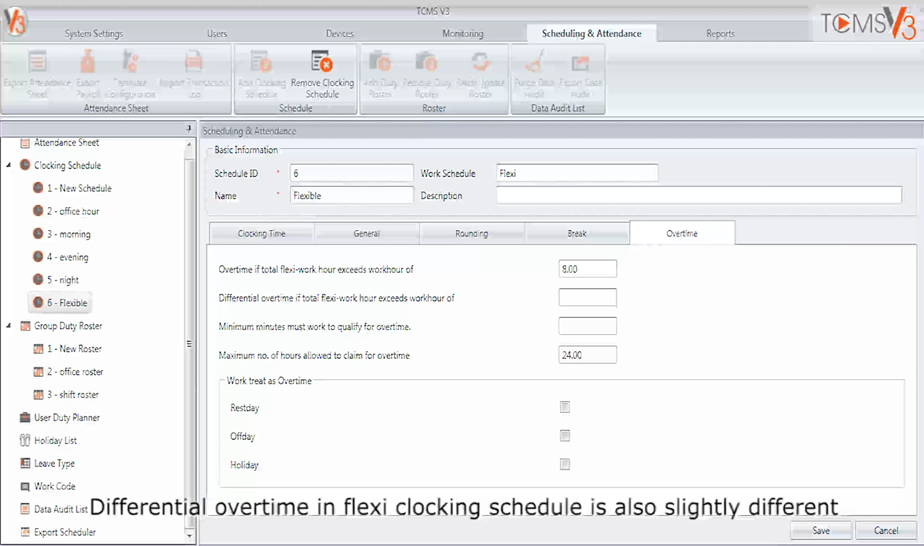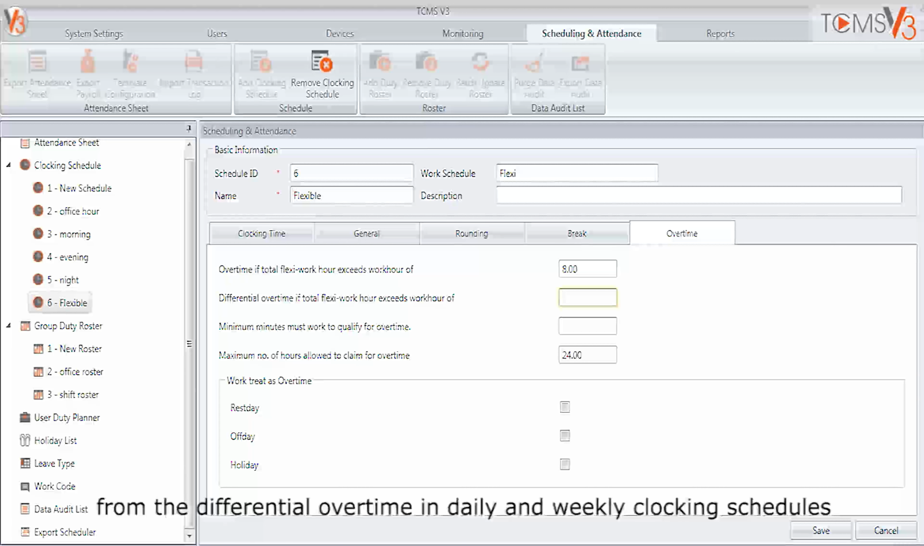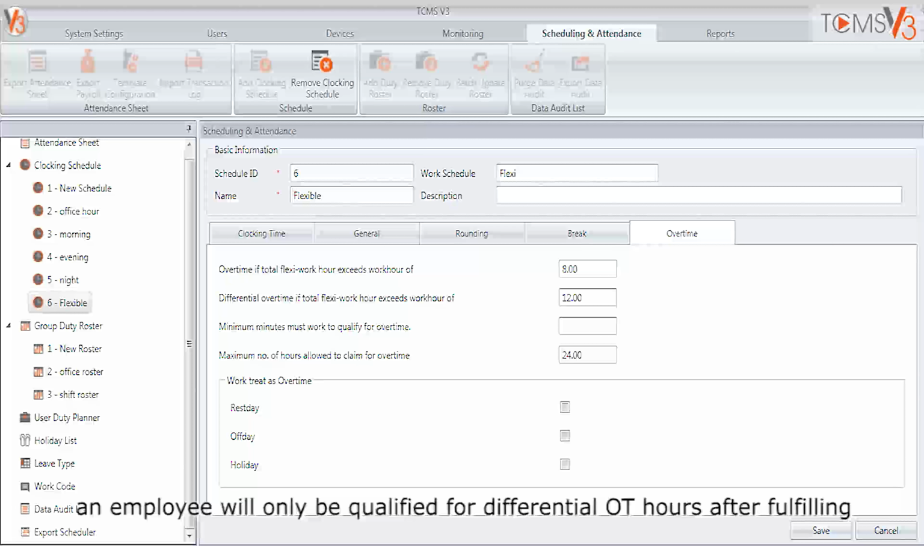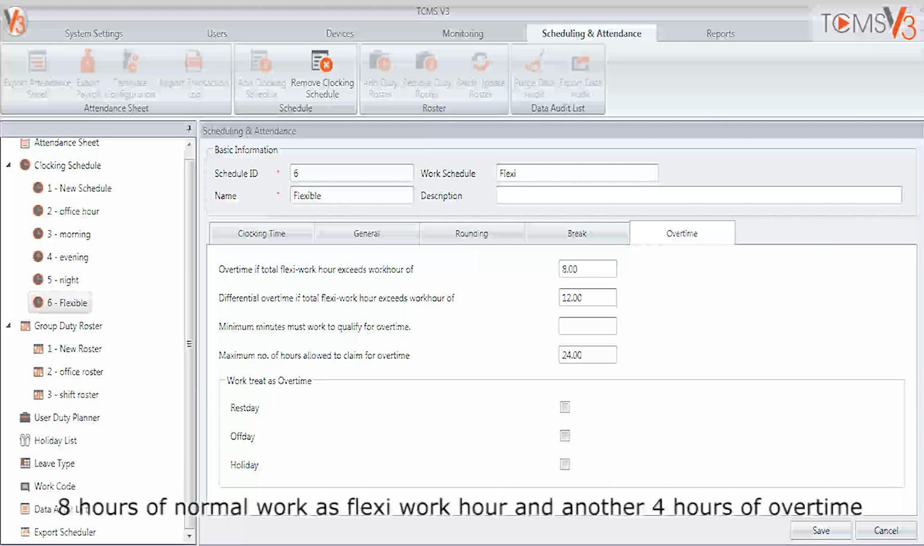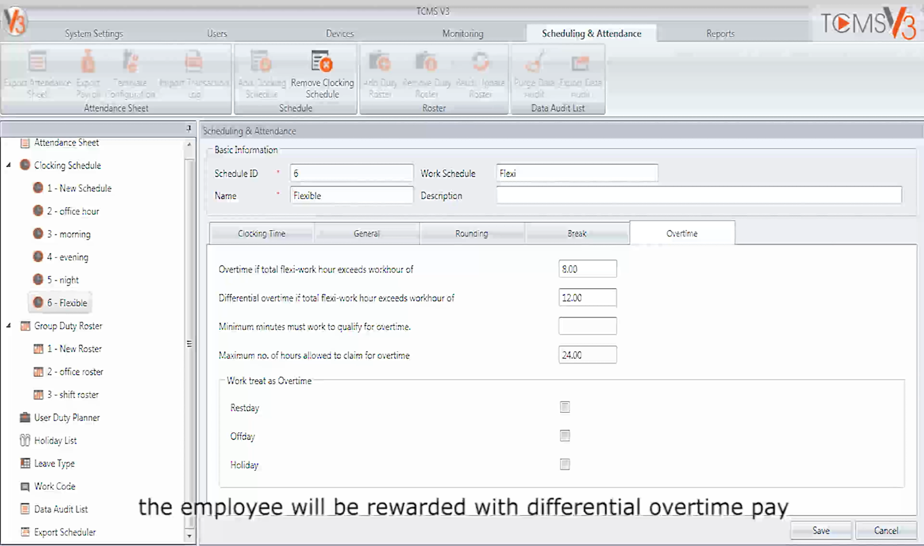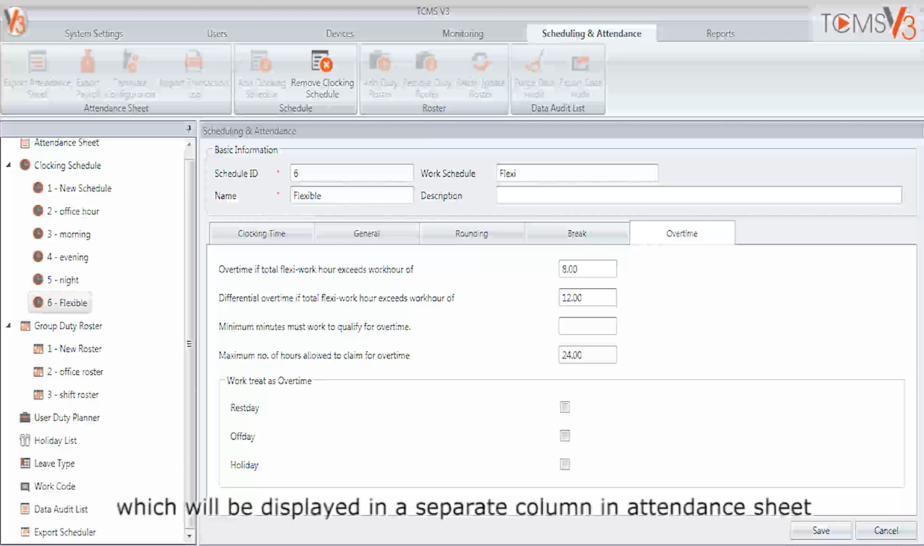Differential overtime in Flexi clocking schedule is also slightly different from the differential overtime in daily and weekly clocking schedules. If you set this option to 12 hours, in accordance to the first rule of overtime, an employee will only be qualified for differential OT hours after fulfilling 8 hours of normal work as Flexi work hour and another 4 hours of overtime. Hence, any time after 12 hours of straight work including the overtime hour, the employee will be rewarded with differential overtime pay, which will be displayed in a separate column in attendance sheet.